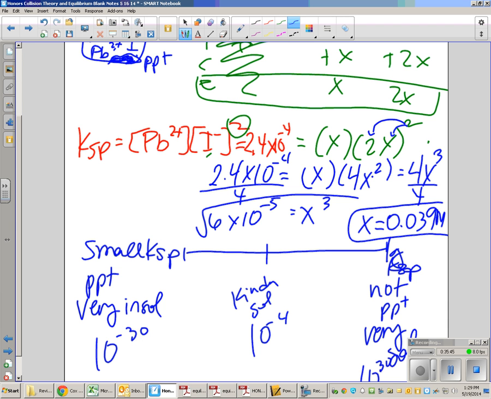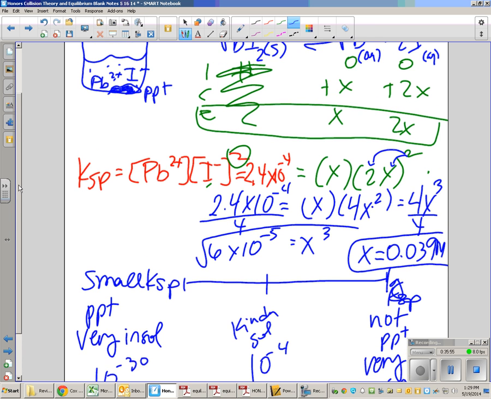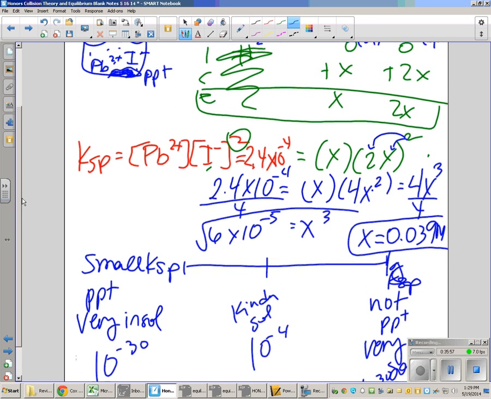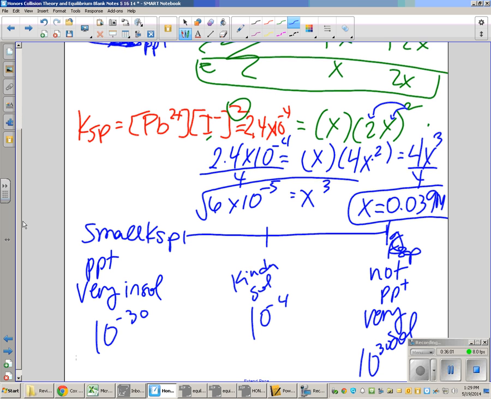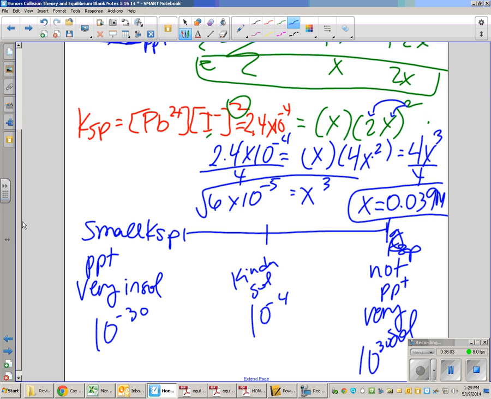And then you go, okay, what was our question? What's our question? What's the concentration of I? So let's go back to the ICE box and look. What represented I? 2x. What did we just solve for? X. What do we need to do? Multiply by 2. Okay? So plug that x in. So we got like 0.078. So 0.039 times 2.